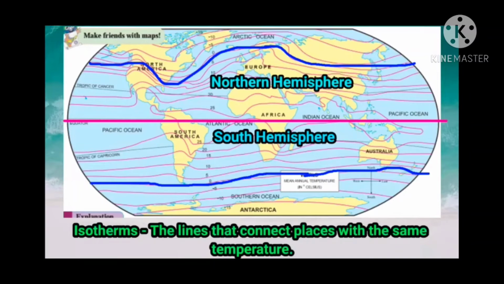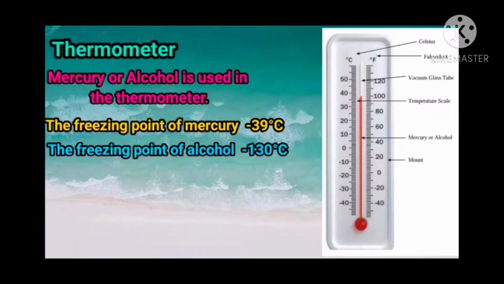So, children, this is all about isotherms. Let us go to the next unit of this lesson, and that is the thermometer. Thermometers are used to measure the temperature of different materials. Different types of thermometers are used to measure the temperature of air.